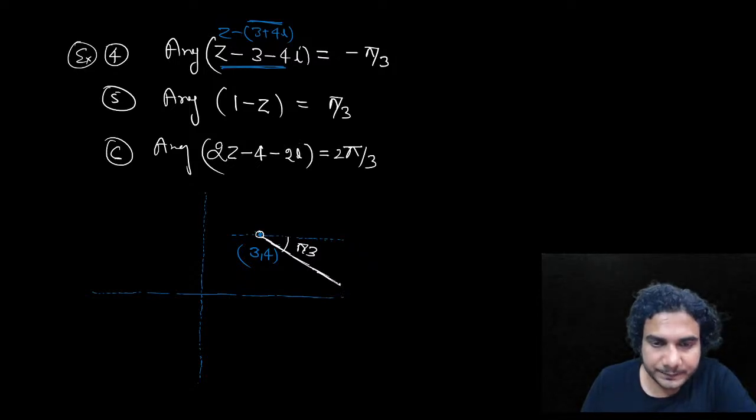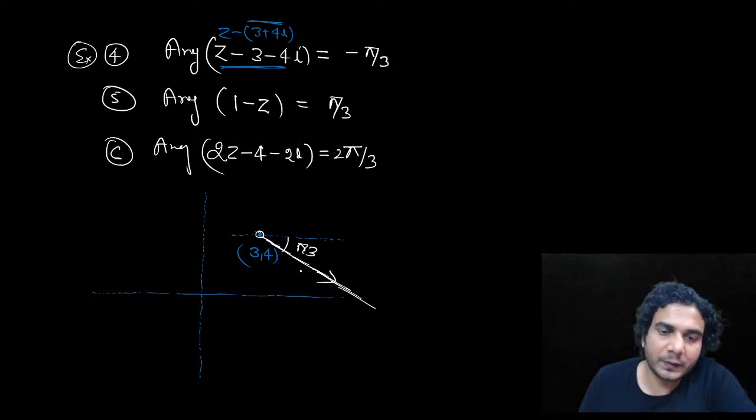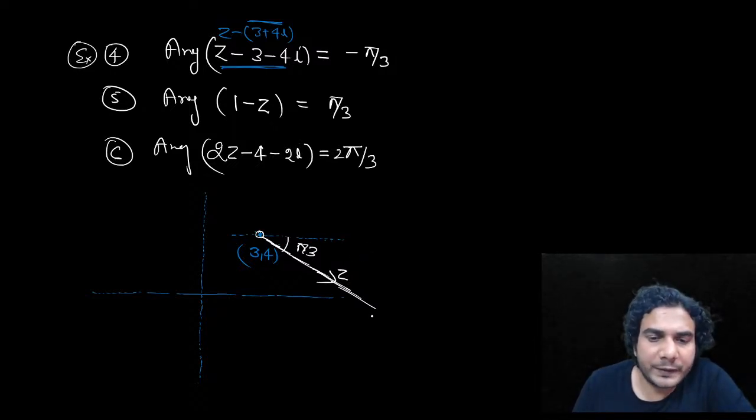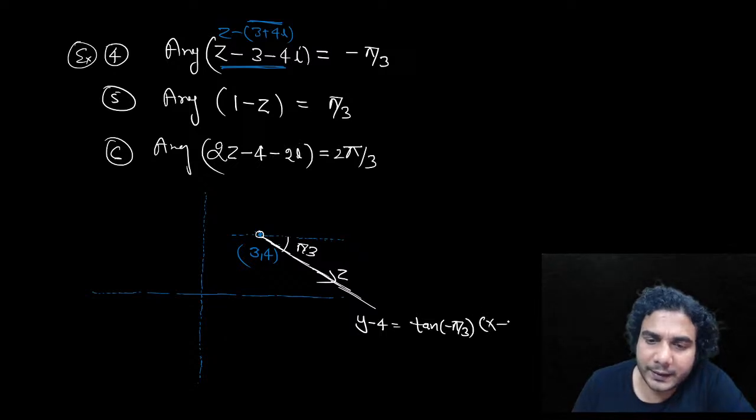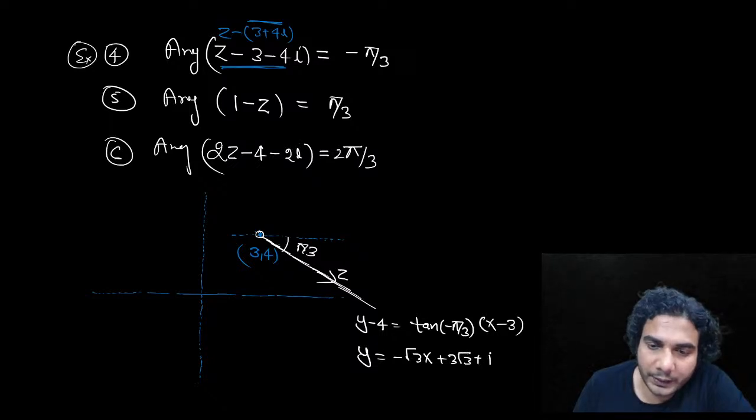So z lies on this line. Okay, this is your z, locus of z. How to write the equation? Let's write the equation. So this line is emerging from, y minus 4 is equal to tan of minus pi by 3. Take this angle as it is, and x minus 3. So if you simplify, it is going to be y is equal to minus root 3 x, and this is going to be plus 3 root 3 plus 4. All right.